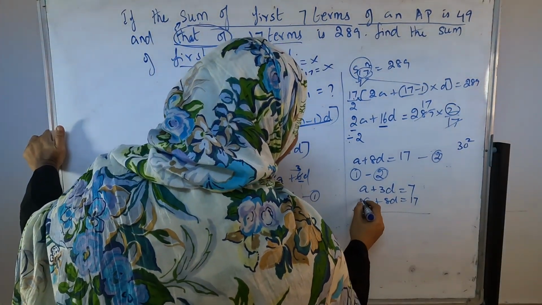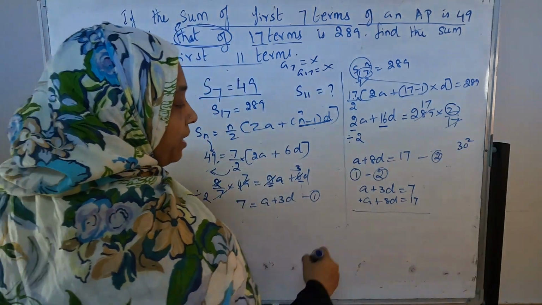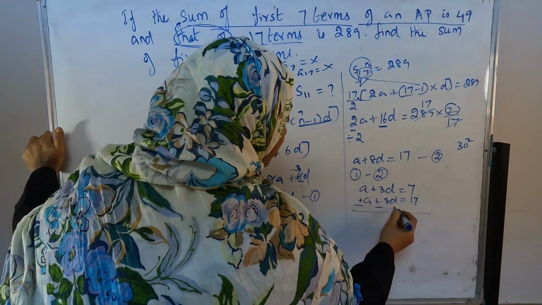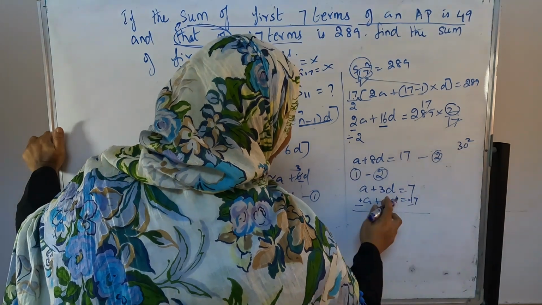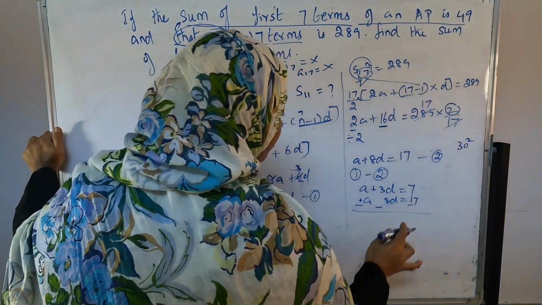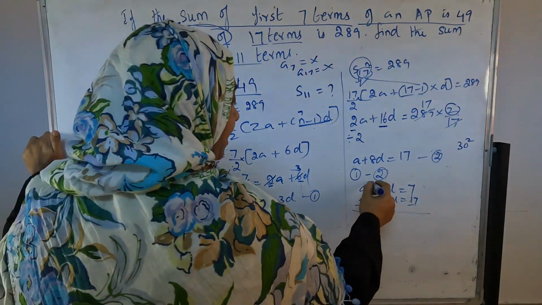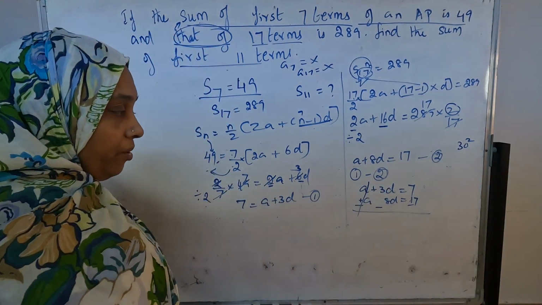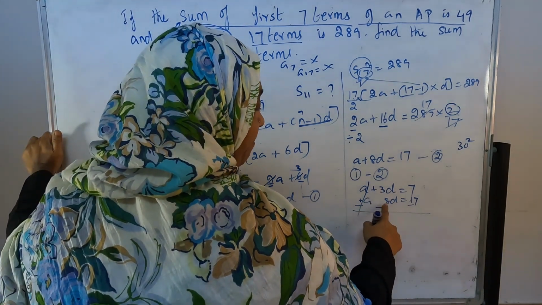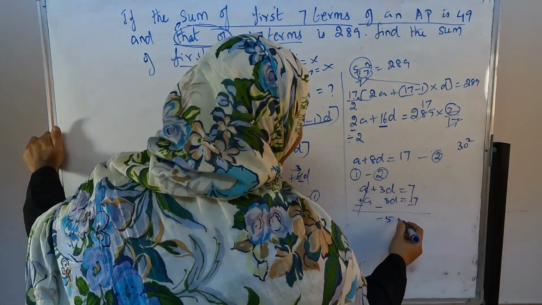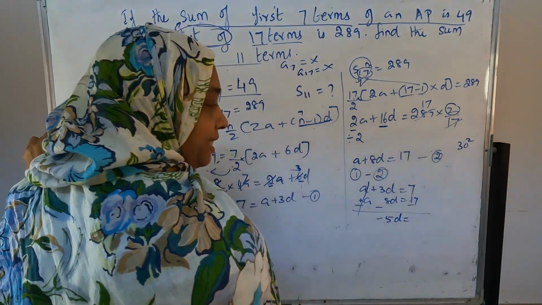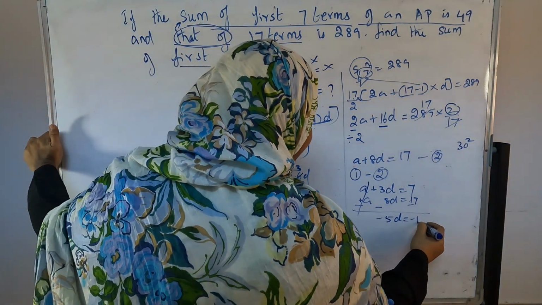Check the symbol. Here nothing is there, so keep plus. Change the symbol to minus. This also minus. Here no symbol, plus, so minus. So now you have to use the new symbol only. Plus a minus a is 0. So 3 minus 8 is what? Minus 5d. And minus 17 plus 7 is minus 10.